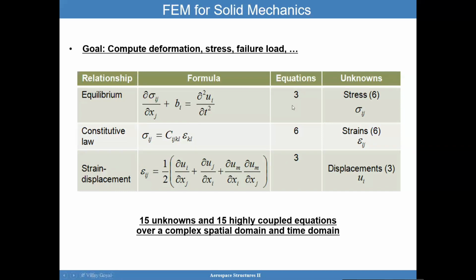So you really have 15 equations, 15 unknowns, and they could be quite complex to solve, especially if the domain is complex, if the spatial domain is complex, like a rocket or a very complex system. This also has to be solved in the time domain, so you can see how complex this can get. The good news is that we have the finite element method.